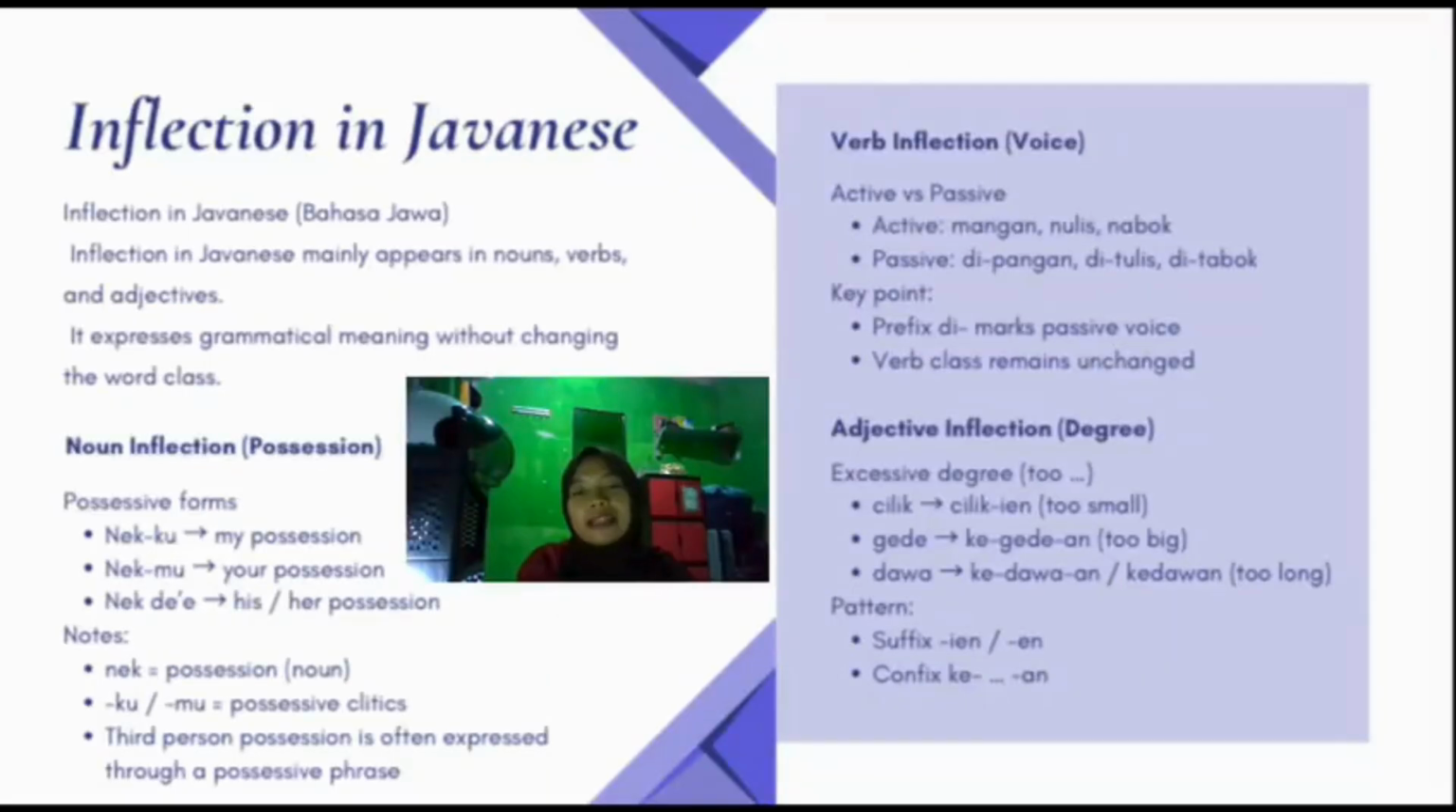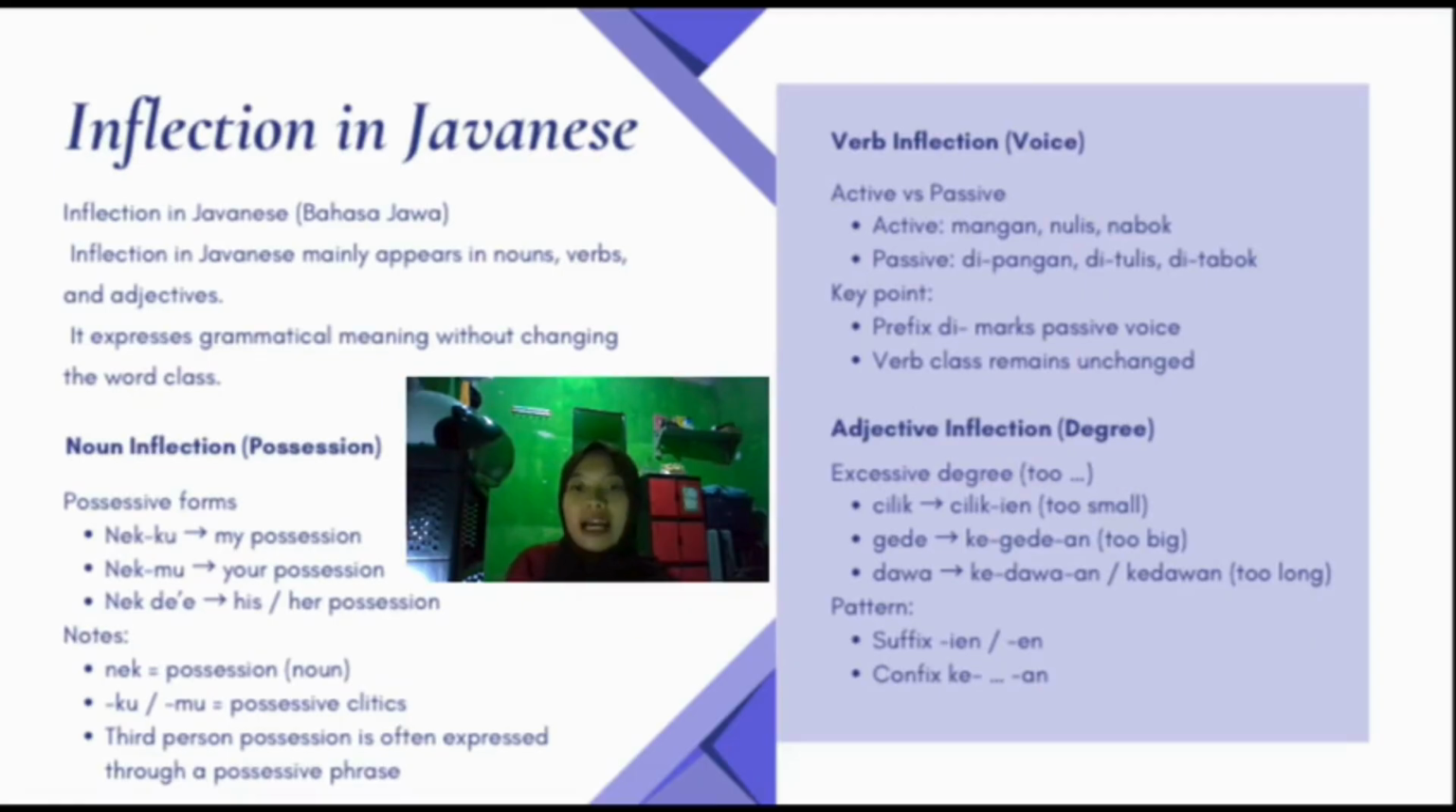Maybe a slide about inflection in Japanese. In Japanese, inflection mainly appears in three word classes, which are nouns, verbs, and adjectives. Similar to other languages, inflection in Japanese expresses a grammatical meaning without changing the word class.